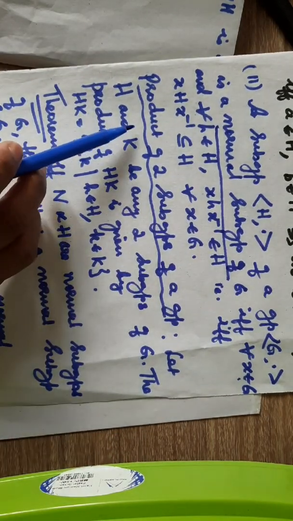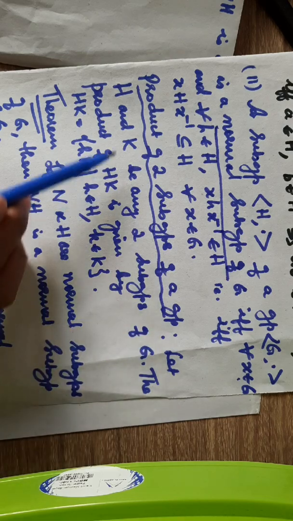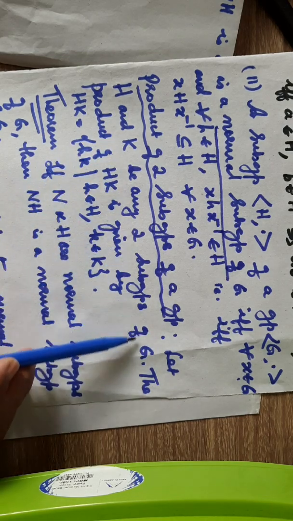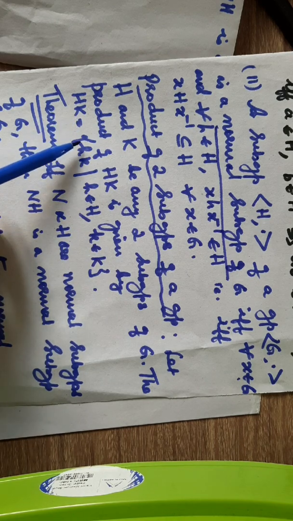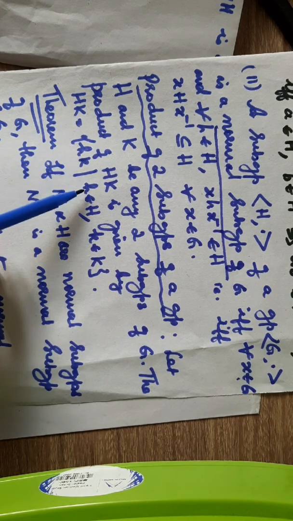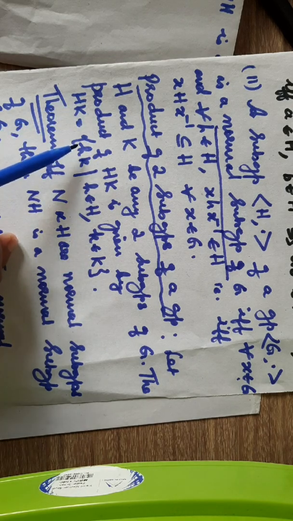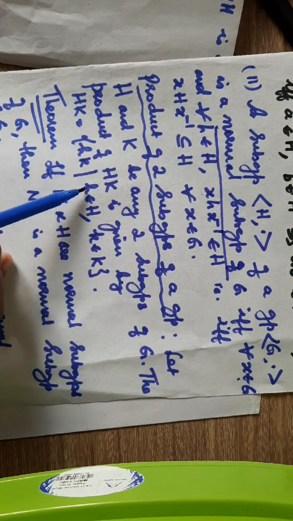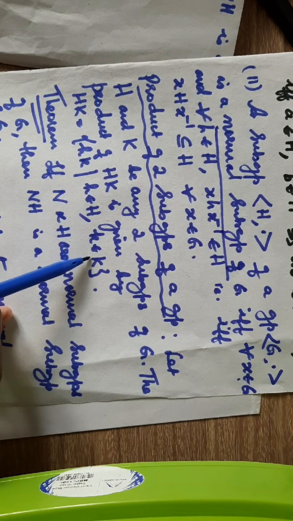So now let me define the product of two subgroups of a group. Let H and K be any two subgroups of G. Then the product HK is defined as HK is equal to the set of small h into small k such that h belongs to H, k belongs to K. So the element of HK will be of the form small h into small k, where h, the first element, belongs to H and the second element belongs to K.